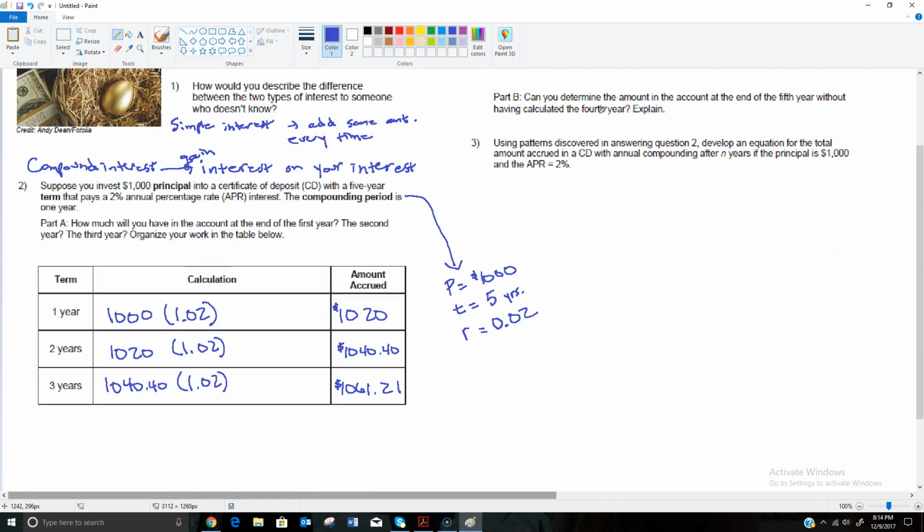So it says, can you determine the amount in the account at the end of the 5th year without having calculated the 4th year? And the answer is that we can if we try to go back here and figure out a pattern and maybe come up with a formula here. So what we did is we took $1,000, we took it times 1.02, we got an answer.